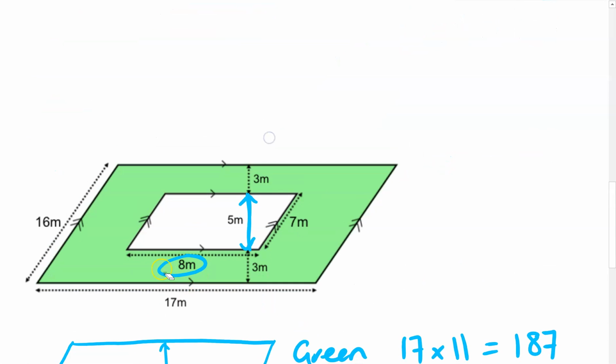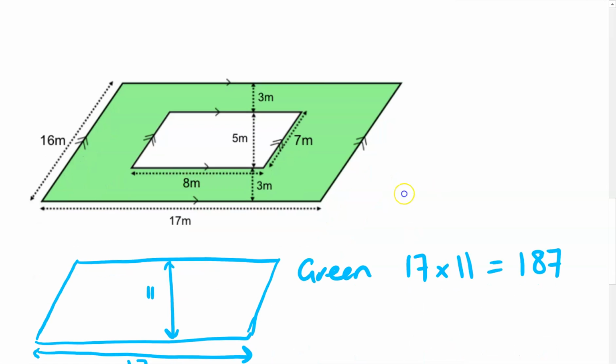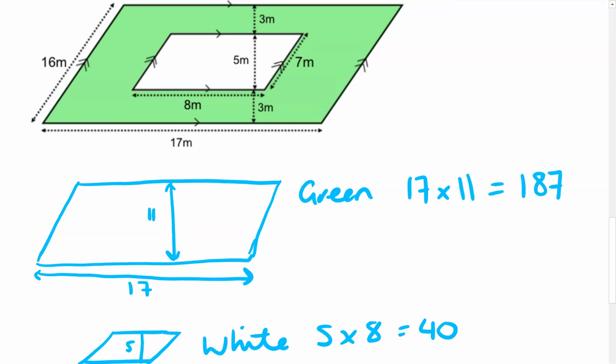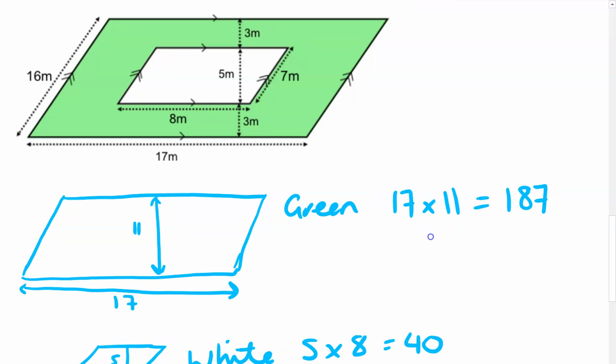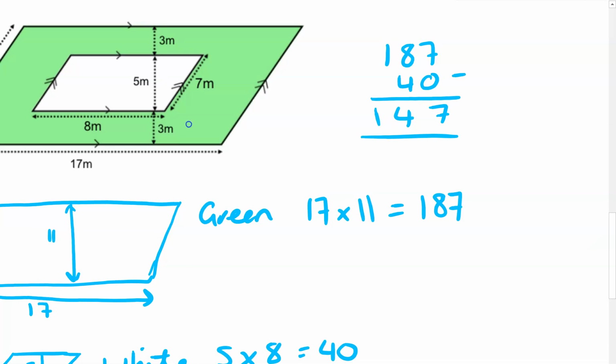Now, to get the area of just the green bit without the white bit in the middle, like you've got a hole and you can see through it, are we going to add the answers together, or are we going to take them away? We're going to take them away. To make a hole, you would take material away. So we need to do 187 take away 40, which is 147. What are the units? Well, our measurements are all in meters, and it's an area, so squared. So there is our final answer.